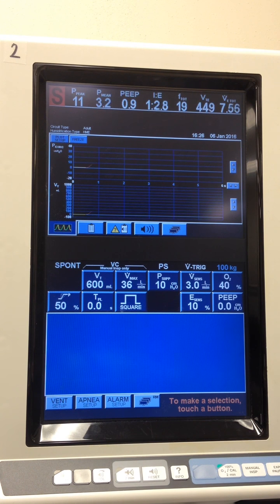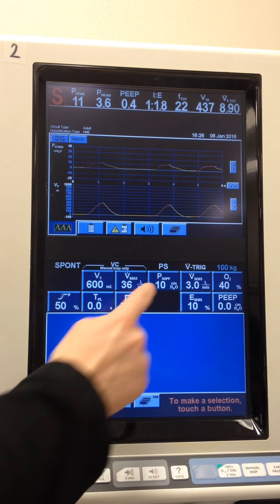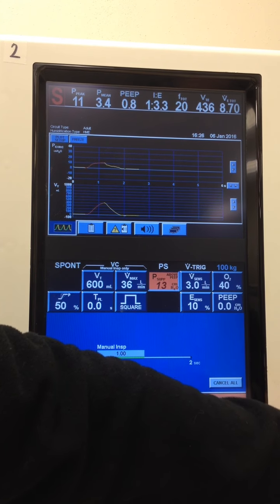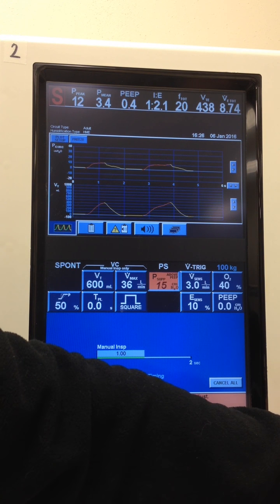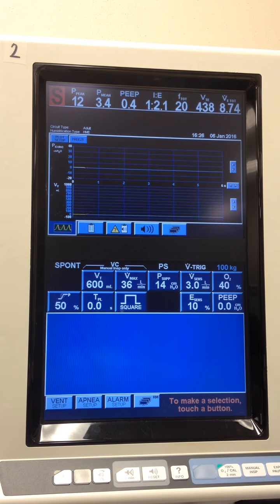And when we are looking at her tidal volume right now, we're at about 450. We want about 10 mils per kilo, so that's a tidal volume of 600. So we know we need to increase that pressure support to reach that tidal volume. Let's try 14. And there we are, we're about 600. Oh, that was a little bit bigger.